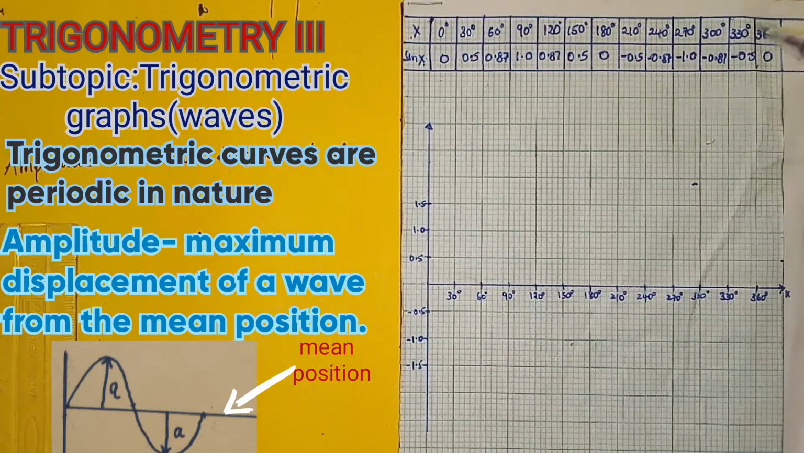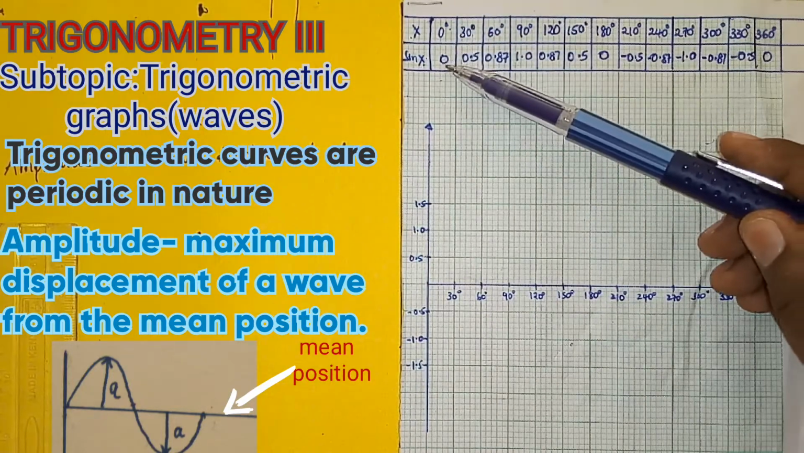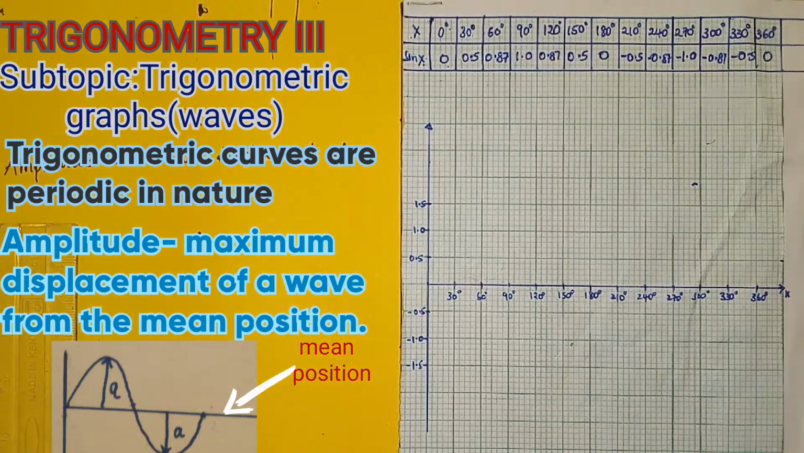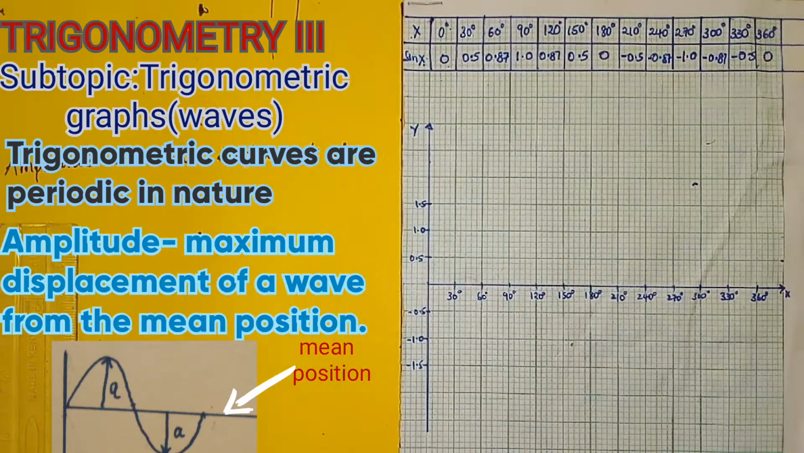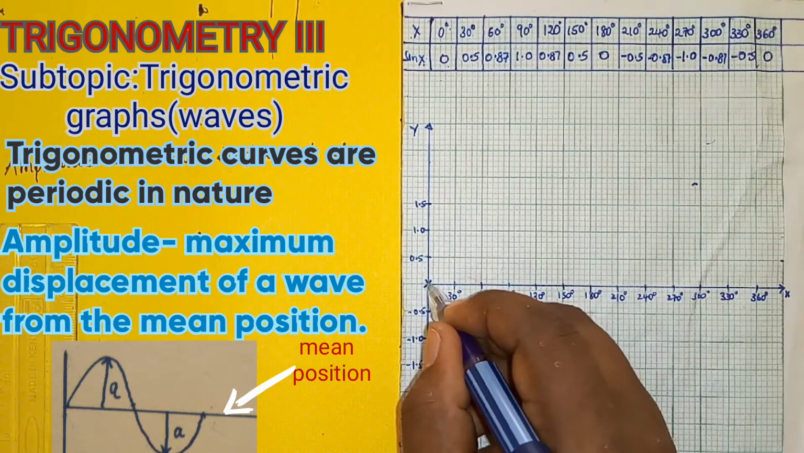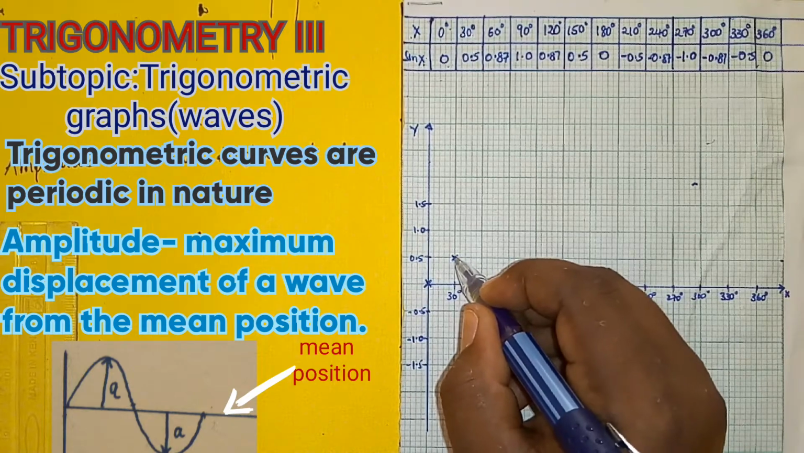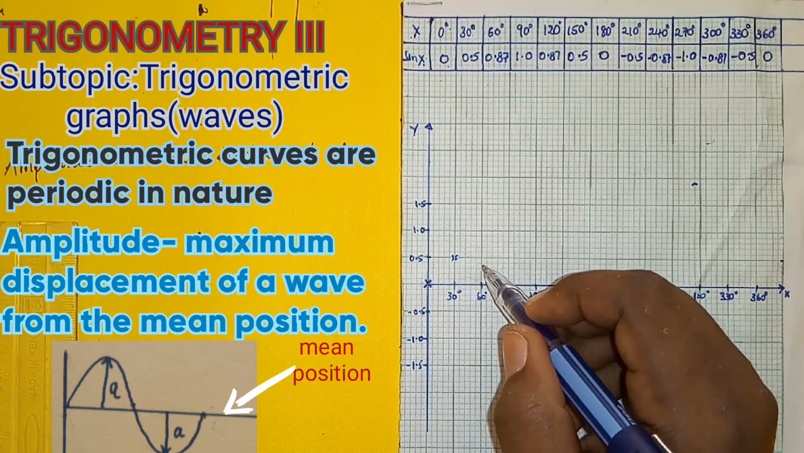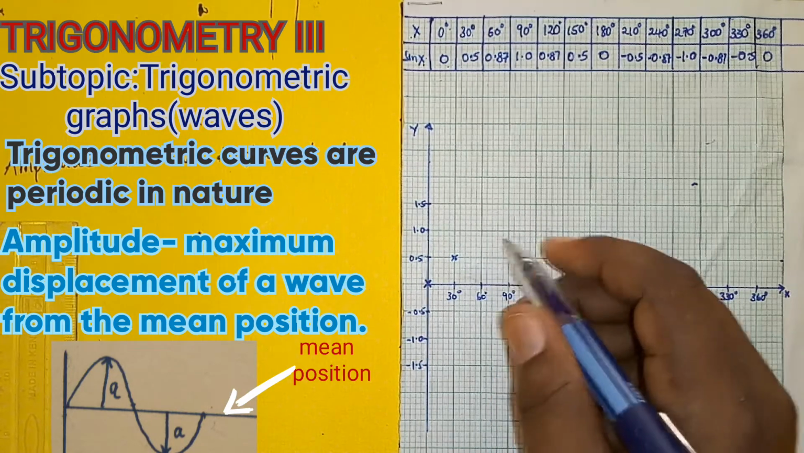Okay, so let us now plot these values. That is, when x is 0, the value of y will be 0. When x is 30 degrees, the value of y will be 0.5, and so on. So let us plot. Here we have our graph. We have the x-axis and we have the y-axis. When x is 0, the value of y will also be 0. When x is 30, the value of y will be 0.5. When x is 60, the value of y will be 0.87, so we can round off to 0.9.